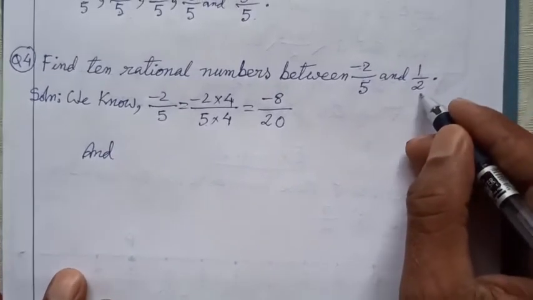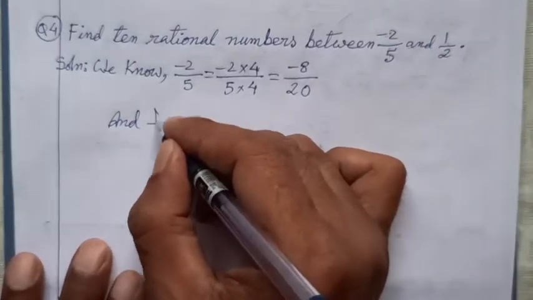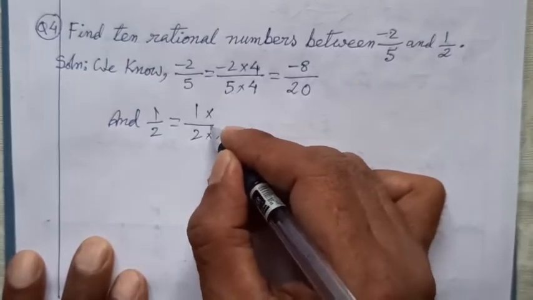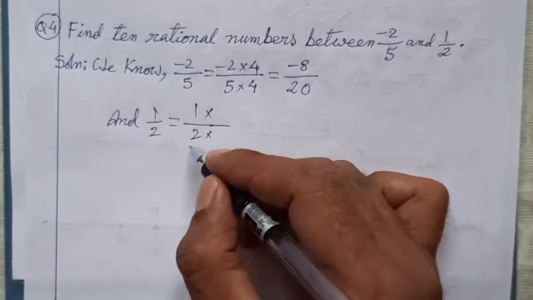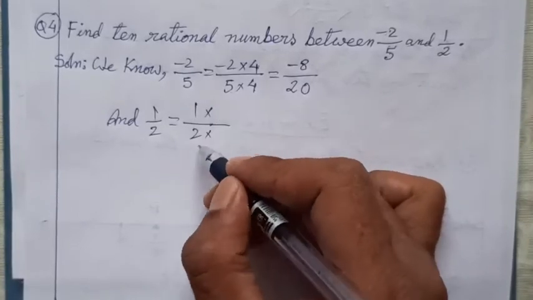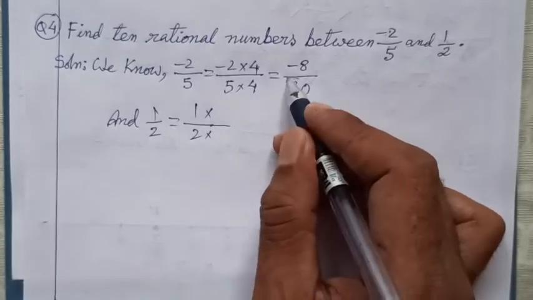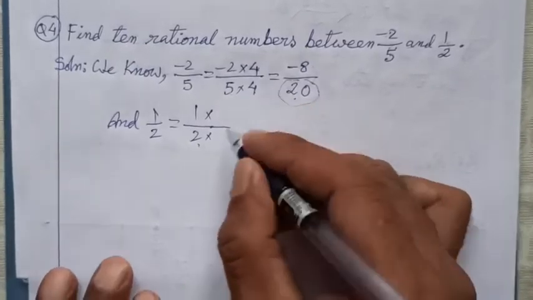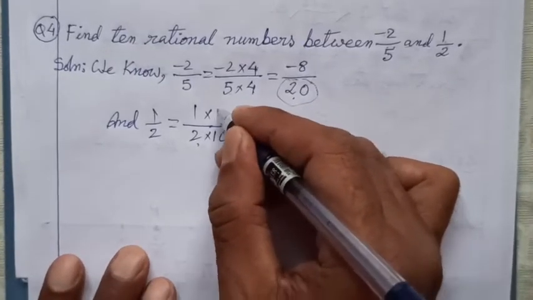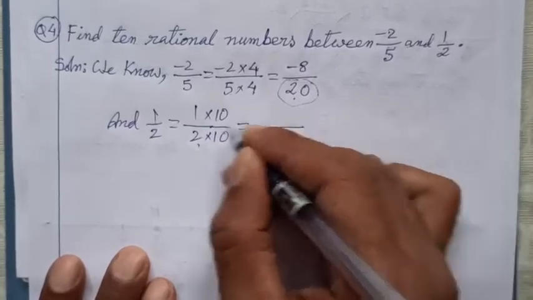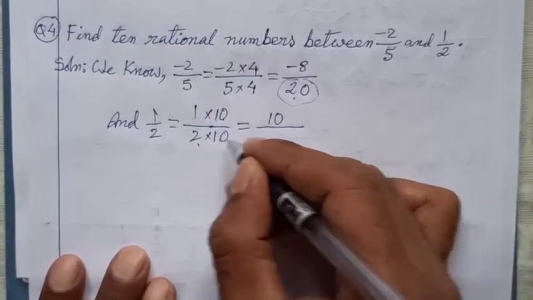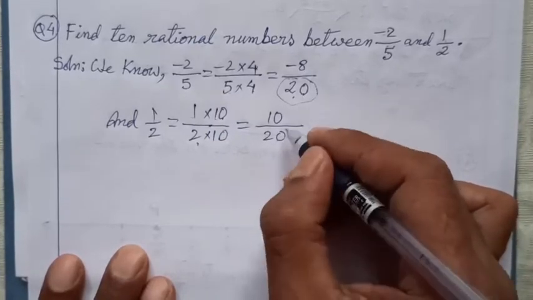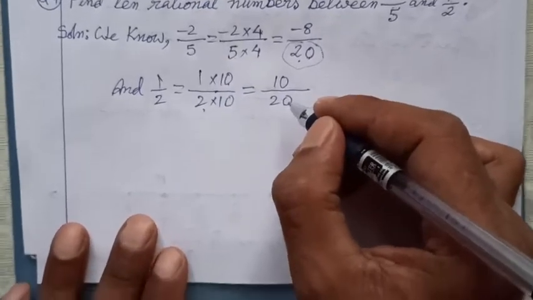Next rational number is 1 by 2. 1 by 2 is equal to 1 by 2 into... In this case, we cannot multiply by any number. We have to look here. In this denominator, to get 20, we need to multiply by 10. So 10, 10. 1 times 10 is 10. 2 into 10 is 20. These two denominators should be the same.